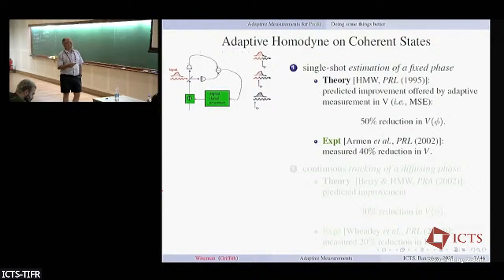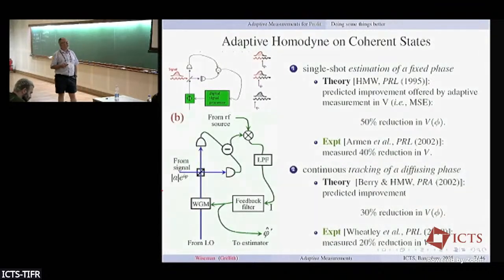And so the theory was that for a coherent state, you could halve the variance or mean square error in your estimate of the phase. And the experiment was performed in the group of Hideo Nobuchi, and they measured something fairly close to that.